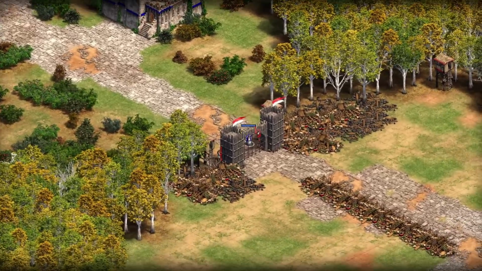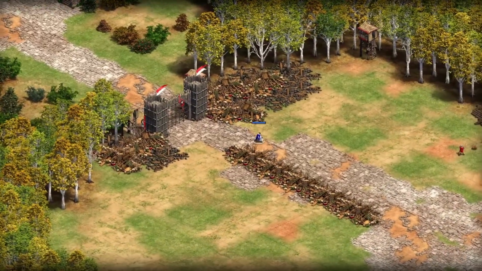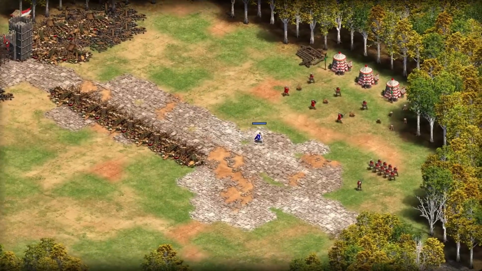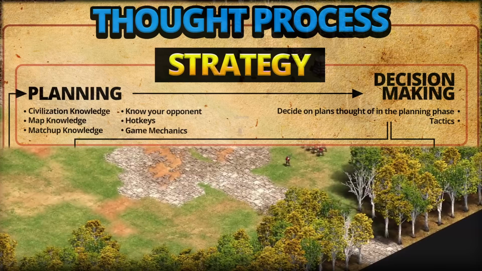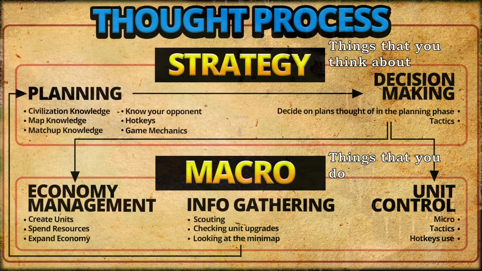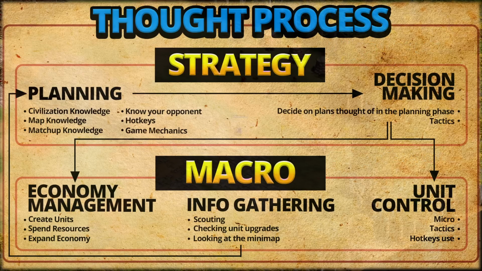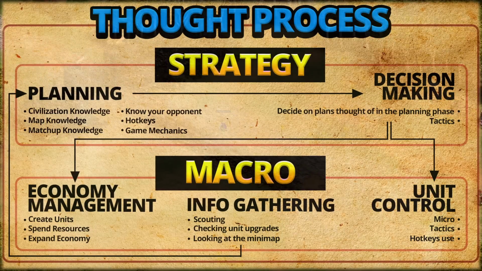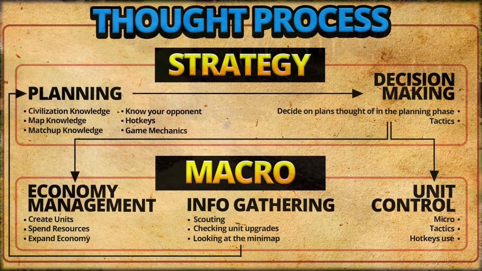This video has probably been somewhat confusing, so I'm going to recap what we went through here. There are 2 major categories that encapsulate almost every aspect of playing the game: strategy and macro. Strategy includes things that you think about, and macro includes things that you do. Under strategy, we went through planning and decision making. Under macro, we went through eco-management, unit control, and information gathering.